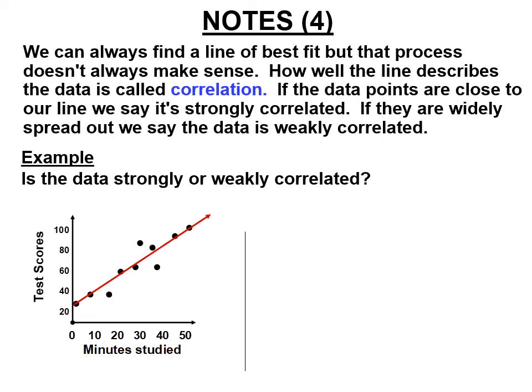So we want to know how well the data correlates, right? No matter what data you put into the calculator, it will give you a line of best fit. But as we learned earlier, that line of best fit may make sense or it may not make sense. If it makes sense, we say the data is strongly correlated. If it doesn't make sense, we're going to say it's weakly correlated. All right, so is this data here strongly correlated?